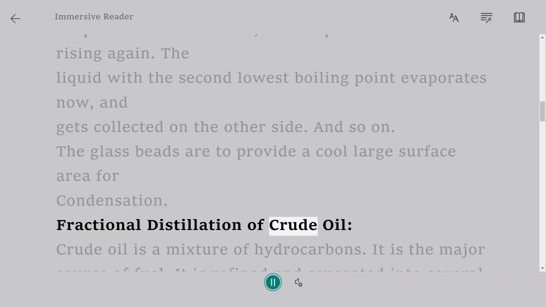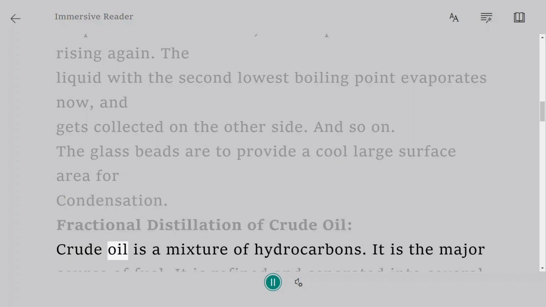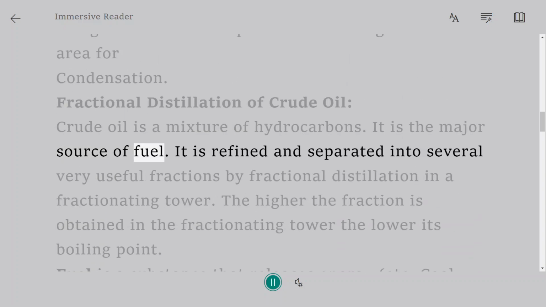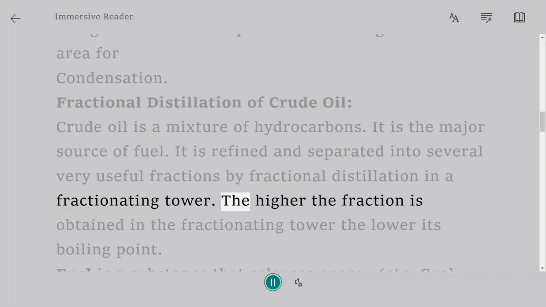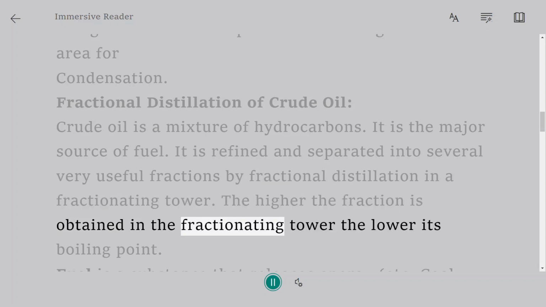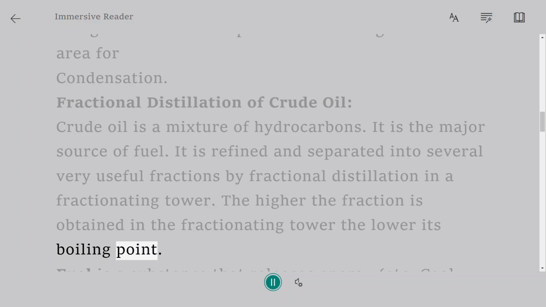Fractional distillation of crude oil. Crude oil is a mixture of hydrocarbons. It is the major source of fuel. It is refined and separated into several very useful fractions by fractional distillation in a fractionating tower. The higher the fraction is obtained in the fractionating tower, the lower its boiling point.